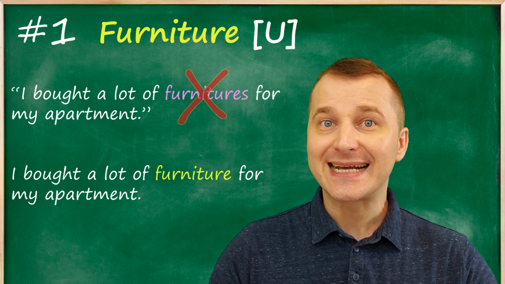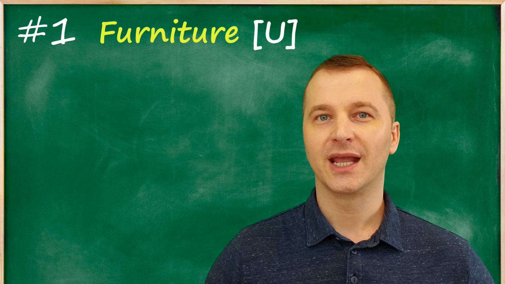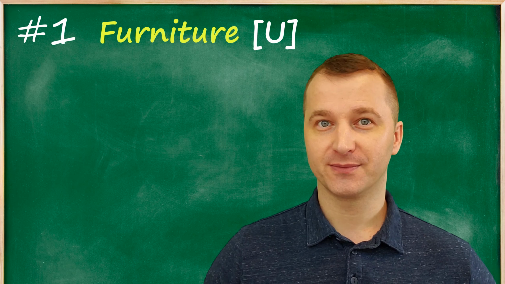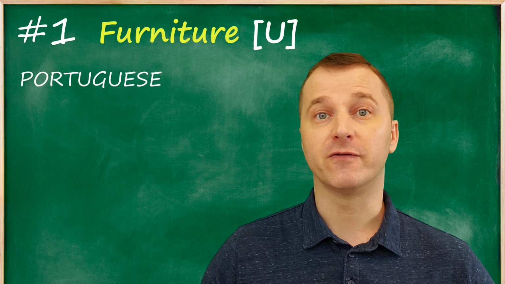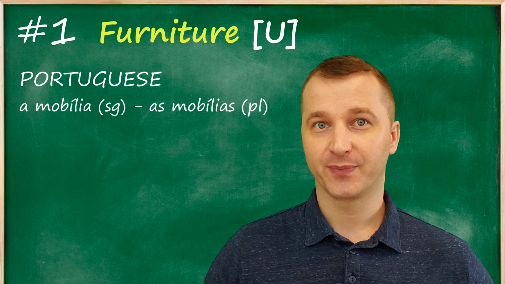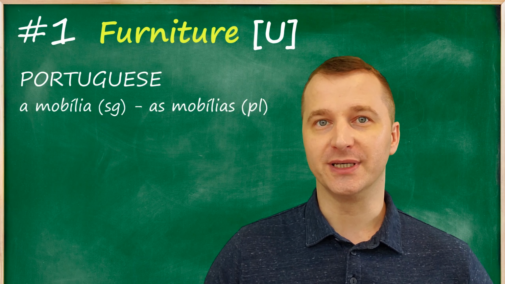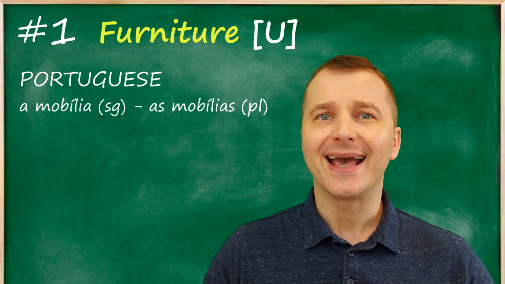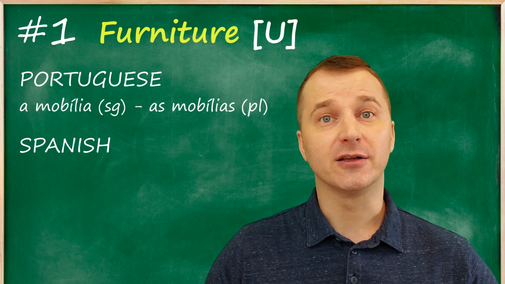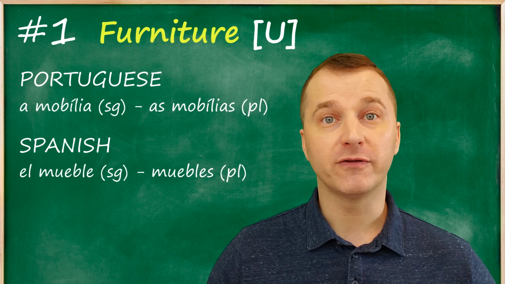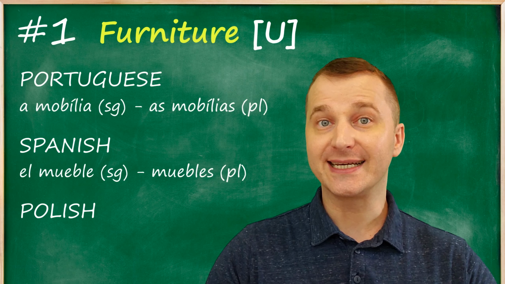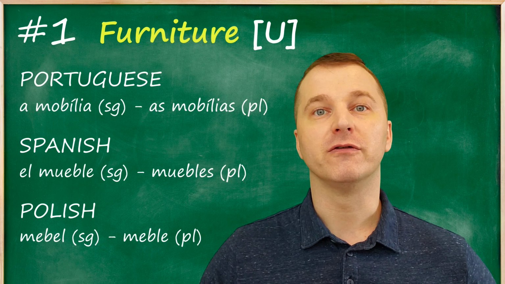This particular noun is countable in many other languages. Let's look at Portuguese, Spanish, and Polish. And please do correct me if I'm wrong. In Portuguese, the singular form is a mobília, and the plural form is as mobílias. I did speak to some of my Brazilian friends, and they told me that the plural form in Portuguese is not very common, and it is hardly ever used. Nonetheless, it does exist. In Spanish, the singular form is el mueble, and the plural form is muebles. And in a similar fashion, in Polish, the singular form is mebel and the plural form is meble.